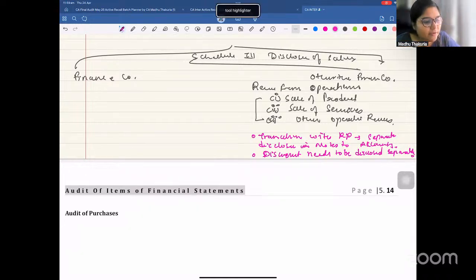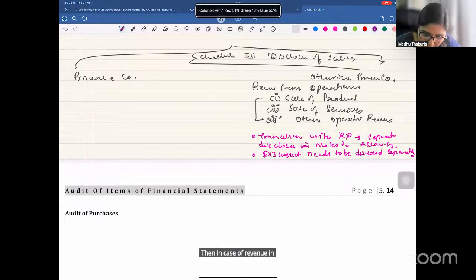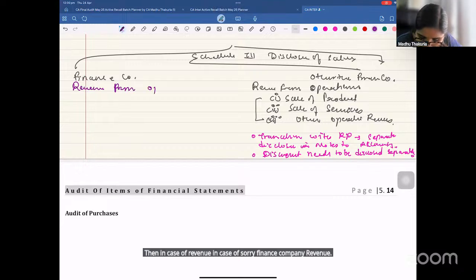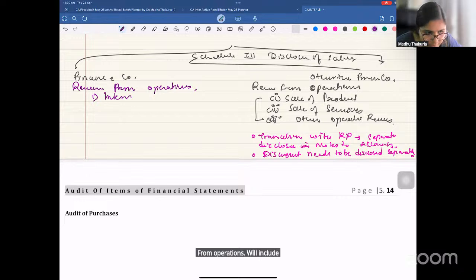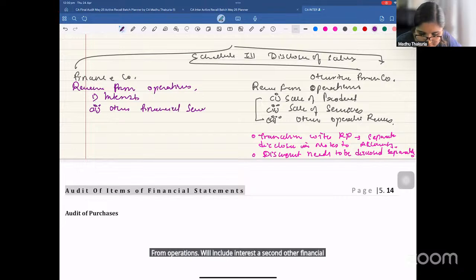Then in case of a finance company, revenue from operations will include interest, and second, other financial services.